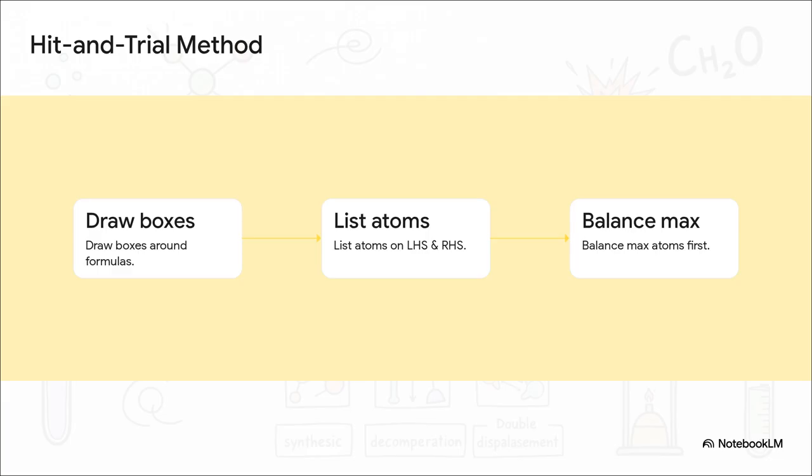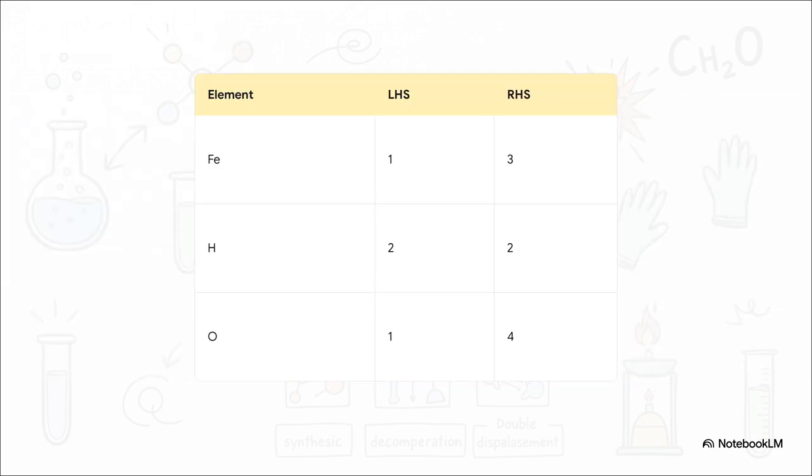Finally, you just start balancing, usually picking the compound with the maximum number of atoms first. Just take it one step at a time. Let's look at an unbalanced suspect equation, iron reacting with water. When we list out the atoms, things are clearly out of whack.